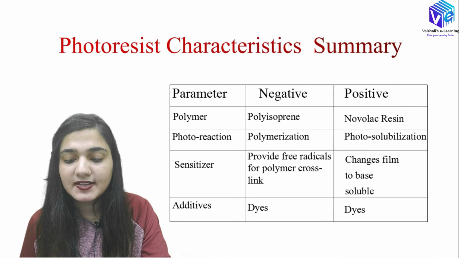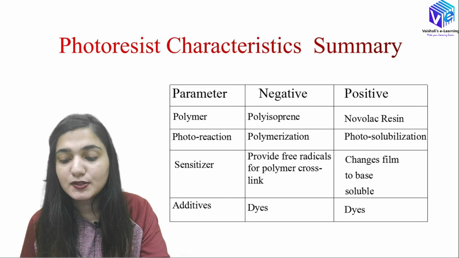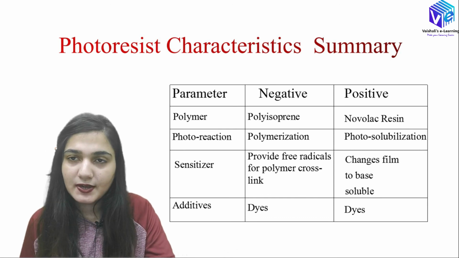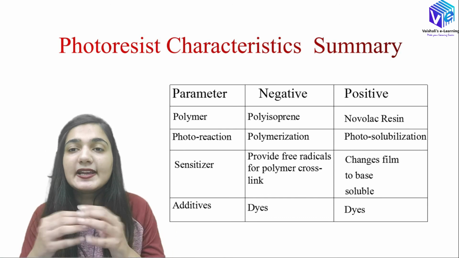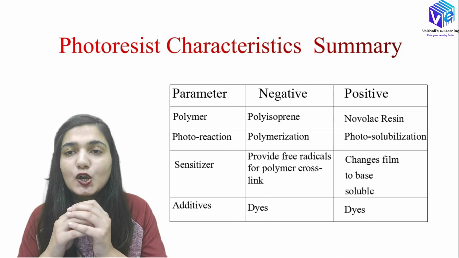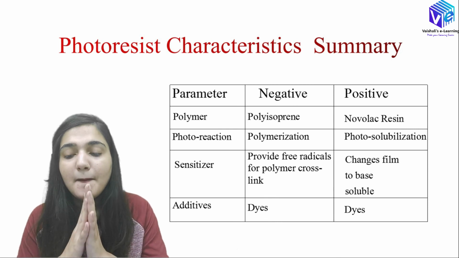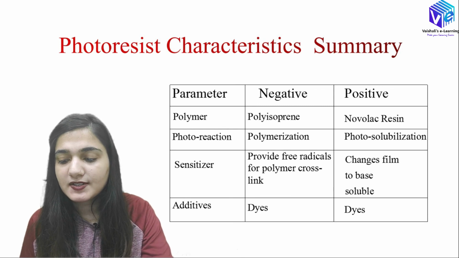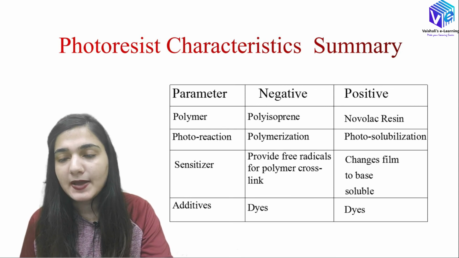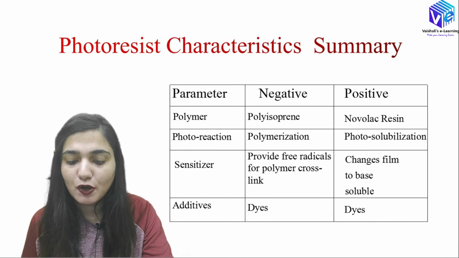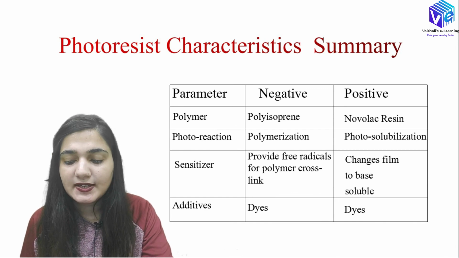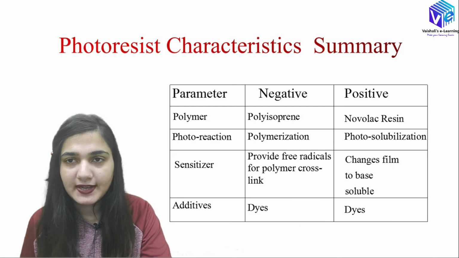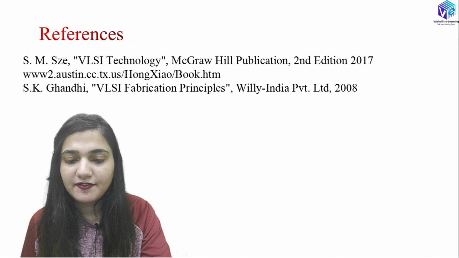So the sensitizers used in the negative photoresist will provide free radicals for polymer cross-linking. Okay, and this is the reason they will be linking a lot, and there will be a lot of ease in the making of the polymer in the negative photoresist. In the positive photoresist we change the film to a base and it becomes more soluble. So now additives: in both types of photoresist we are using dyes as an additive so that it will reflect the light.